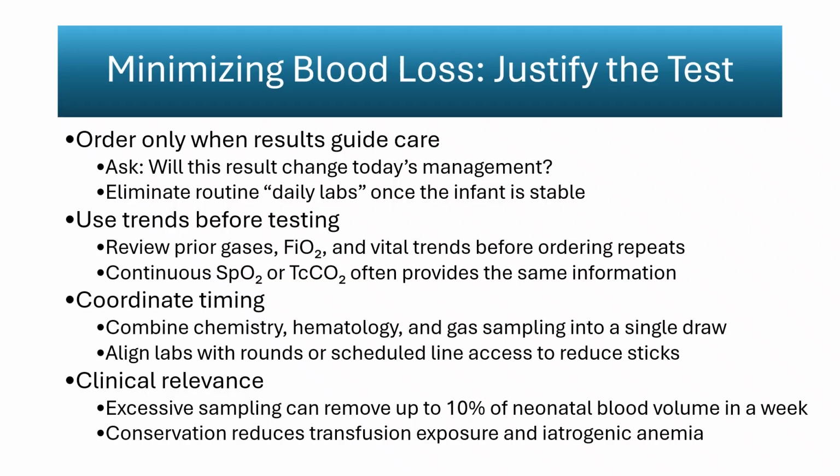Once ventilator settings and oxygen needs are stable, continuous monitoring with pulse oximetry or transcutaneous carbon dioxide often provides the same information without additional blood loss. Reviewing prior gases and recent ventilator or FiO₂ trends before requesting another sample avoids unnecessary testing. Many questions about ventilation or oxygenation can be answered by examining those existing data.